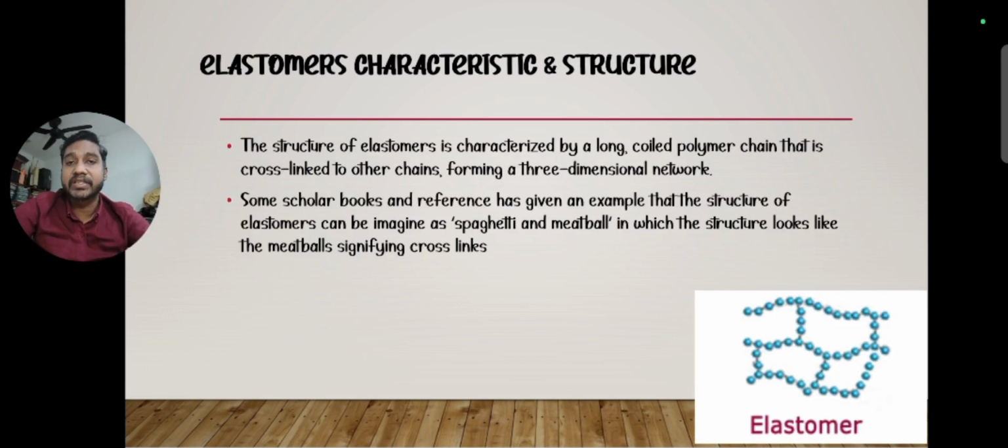Elastomers' characteristic and structure. The structure of elastomers is characterized by long coiled polymer chains that are cross-linked with other chains, forming a 3D network. Some scholars and books give an example of the structure of elastomers, which we can imagine as spaghetti and meatballs, in which the meatball signifies the crosslinks.